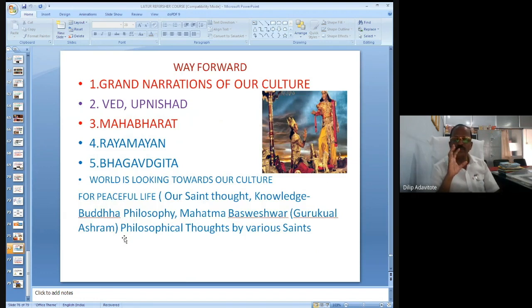What is important as a geographer, as a tourism expert? We have grand narrations of our culture: Ramayana, Mahabharata, Veda, Upanishad, Bhagavad Gita. These are very important parts of our life. And as geographers, historical geographers, cultural geographers, social geographers, we must take up these important issues and highlight these grand narratives, and the world is looking for it. Why? Because of our peaceful life. So our Buddhist philosophy, Basaveshwara's philosophy, and the philosophical thoughts of various saints are very important. We have to look toward this as the way forward.